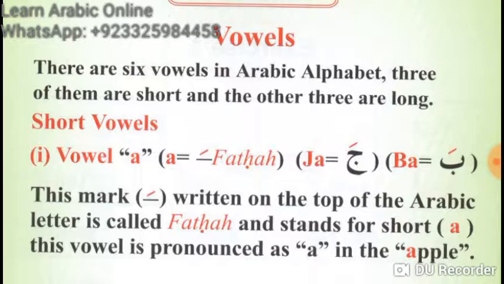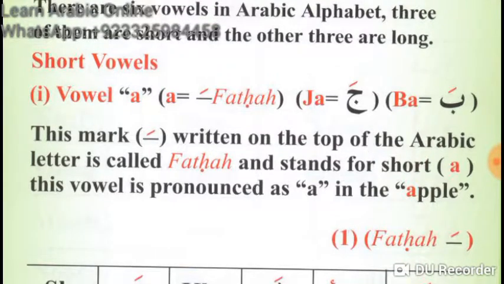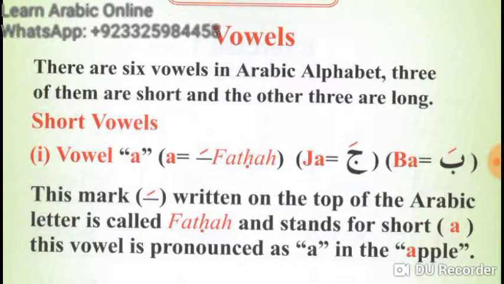The short vowel is vowel A, as in fatha, as in ja and ba. This mark, the fatha, is written on top of the Arabic letters. It is called fatha and stands for a short A. This vowel is pronounced as A in apple. Good. So remember that in Arabic we have 6 vowels. 3 of them are called short vowels and 3 of them are called long vowels. The 3 short vowels are fatha, kasra and dhamma.